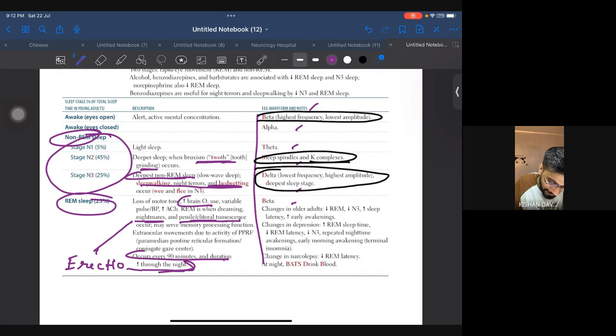So what you need to remember here is which features are seen in which phase. This is one point. Second point is which waves are seen in which phase. Sometimes they won't directly tell you that this wave or that wave is seen. For example, if I want to make a question on N2, they will say sleep spindles and K complexes are seen on EEG. They will just give this line and you need to know that spindles and K complexes are there in N2. So this is how the question will be given.